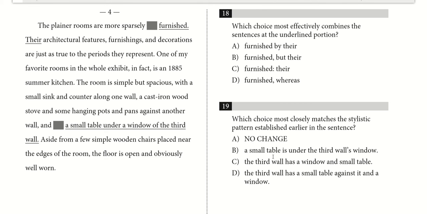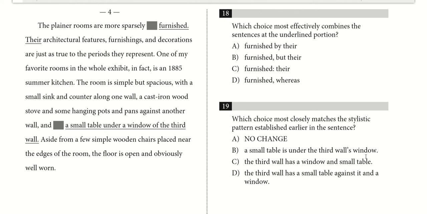B says a small table is under the third wall's window. So you see how they switched the order? Now we're talking about relating the object to the wall's window rather than the wall, right? As opposed to under the window of the third wall. So here's changing the style, changing the pattern, and that goes against what we had before. Because before, again, we're relating the object to where it is against the wall, not the window. So B is out.